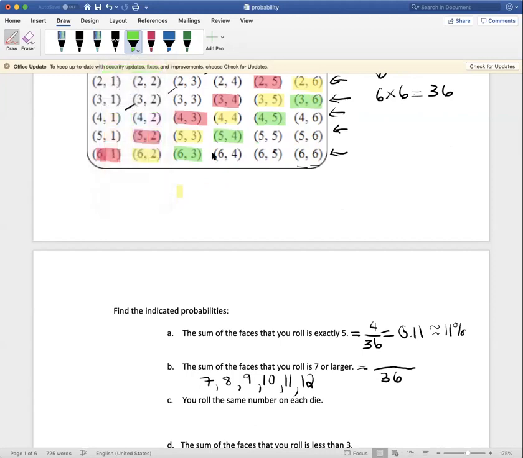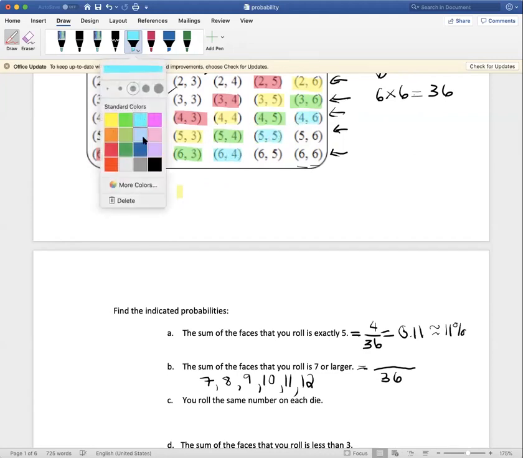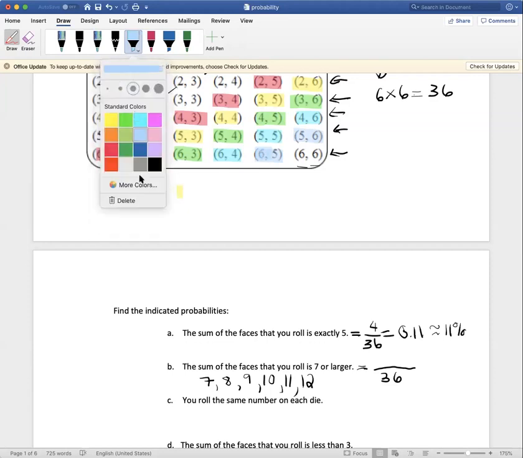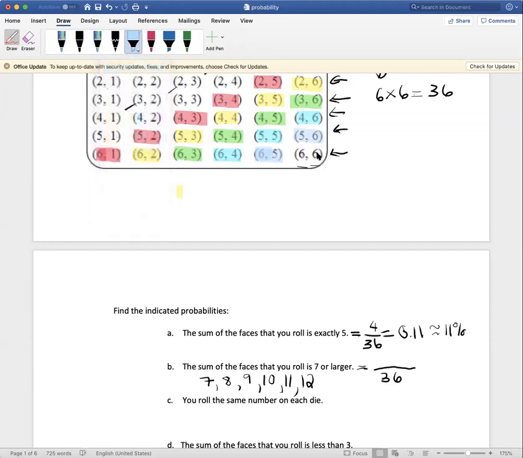Let's make a beautiful rainbow here. Let's do 10. We have 4 plus 6, 5 plus 5, 6 plus 4. 11: 6, 5, 5, and 6. And then 12. 6 and 6.